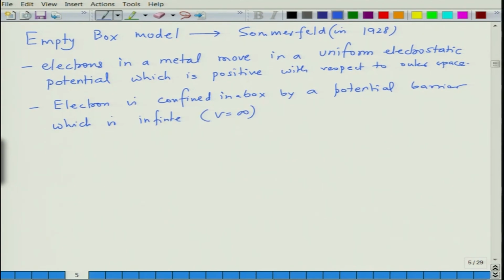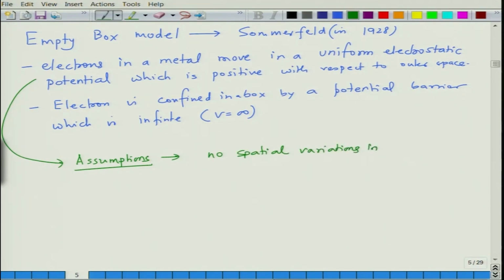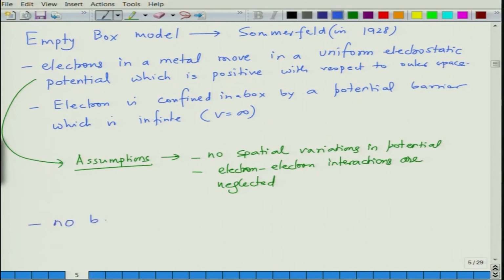Okay. So, what we have assumed here in this case is, first assumption, no spatial variations in potential, which is not true, but we have assumed it because you have ions, you know that there is a variation of potential energy, which is not true, but we have assumed that it is true. And then electron interactions, because electrons also repel each other, right. So, electron interactions are neglected. So, basically what we are saying in this empty box model, in summary, is there is no barrier inside and a large barrier at the edges.